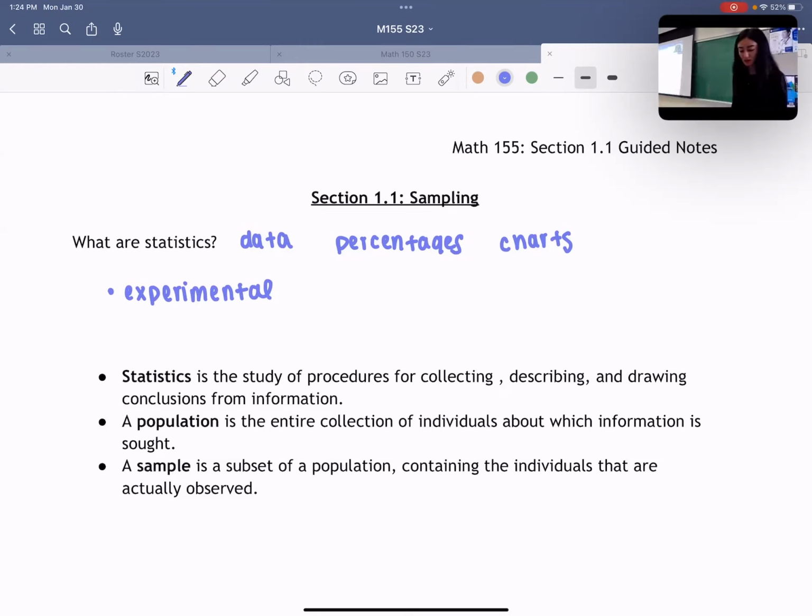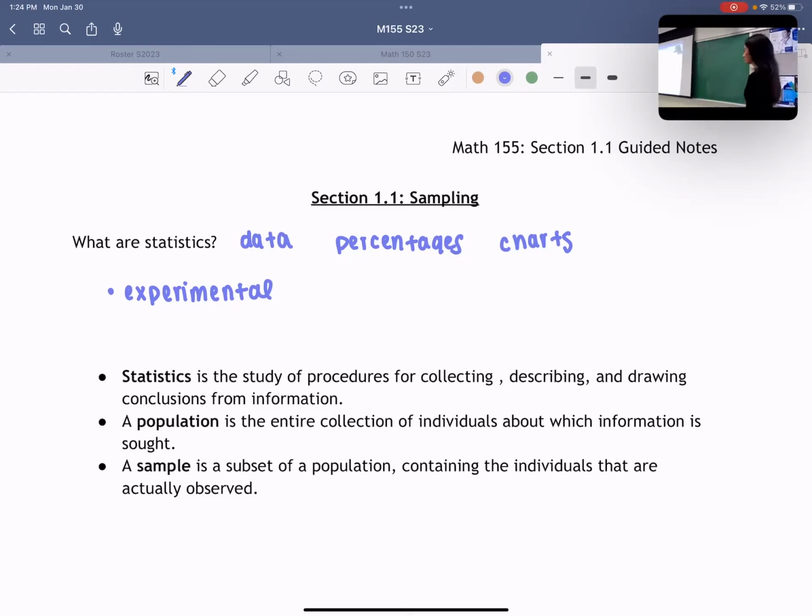Okay, so I have some definitions. I don't really care if you can perfectly say what the definition of statistics is, but it really is the science of taking in all this data, collecting data, and then going back and using that data to describe things or to draw a conclusion or make a prediction out of all the things that you have collected. Okay, so that's the idea behind statistics.